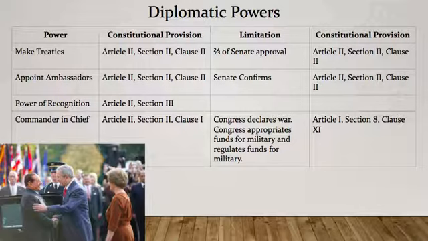And that constitutional provision is found in Article 1, which you don't have in front of you, but Article 1, Section 8, Clause number 11 is where the appropriation of funds for the military would be found.